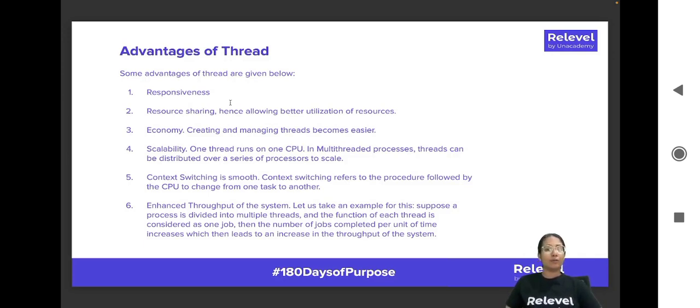Scalability, one thread runs on one CPU. In a multi-threaded process, threads can actually be distributed over a series of processors to scale as well. So in terms of scalability also, multi-threaded processes are far easier to scale.